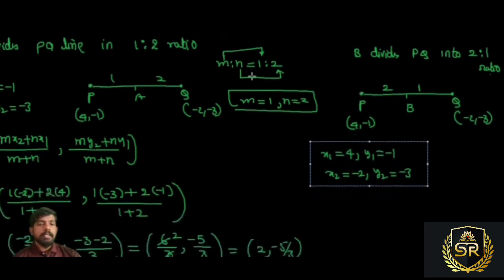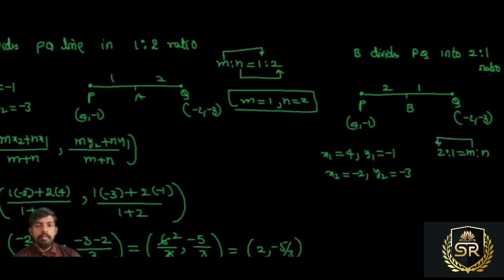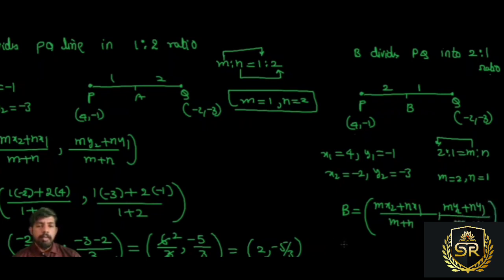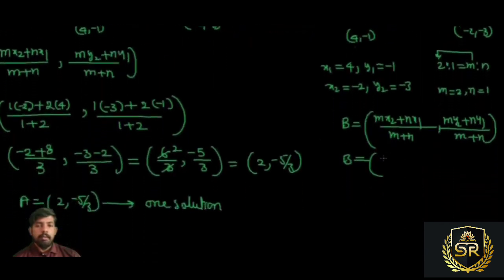Now here what changes is the m and n values, right? 2:1 ratio means m is to n ratio, so m is equal to 2, n is equal to 1. So the formula is also the same: m x2 plus n x1 by m plus n, comma m y2 plus n y1 by m plus n.